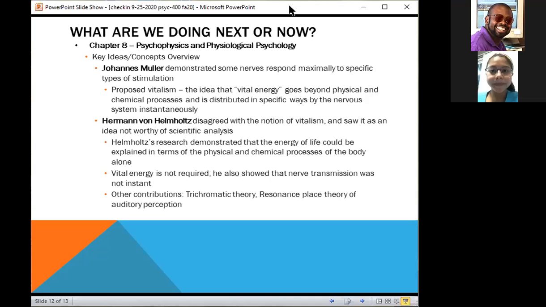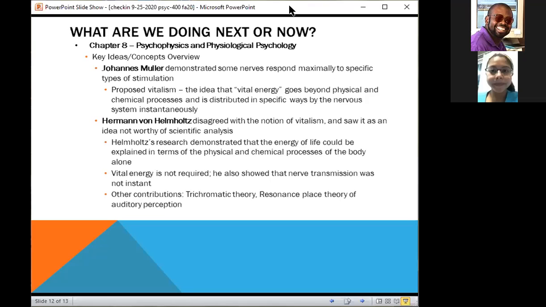In addition, he was also able to show the nerve transmission was not instant. Our nerves go fast, but not as fast as electricity, and it's not instantaneous at all. So through research, and you can imagine some of the research that would be done for that, he was able to poke holes in the ideas proposed by Mueller on the area of vital energy or vitalism.